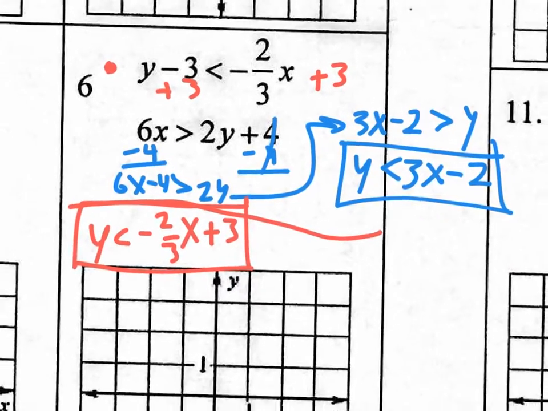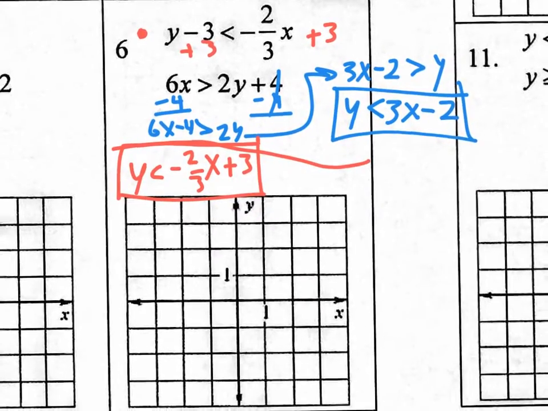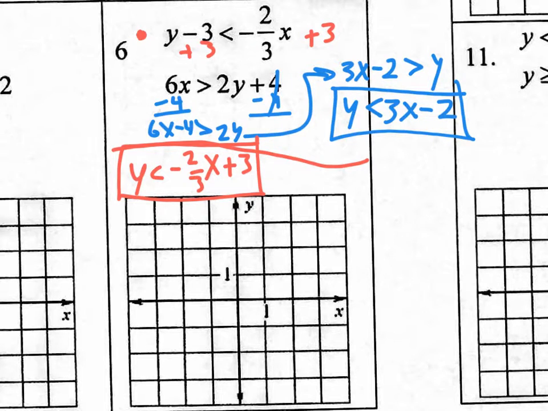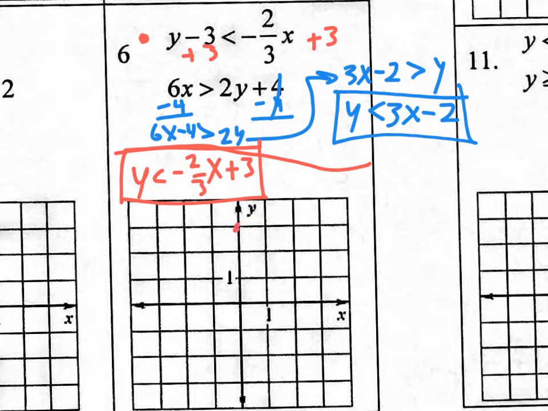So let's get going with the red. The red one crosses where? 3. And what do I do from that point? Down 2, right 1, 2, 3. There it is. You guys with me? It's going to be a solid line or dotted? And I need to shade.